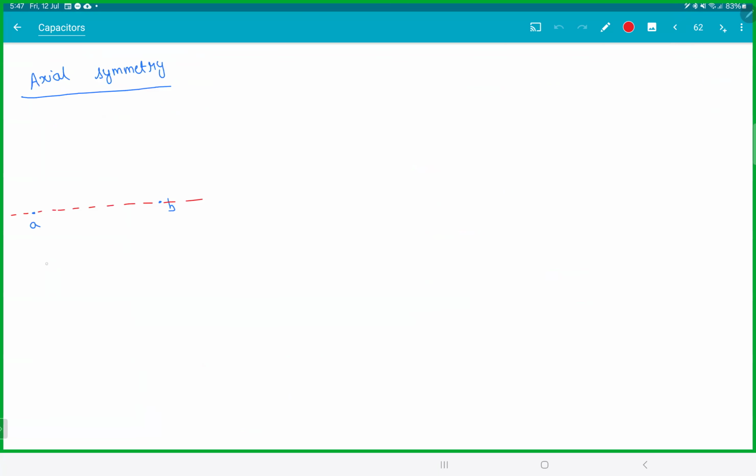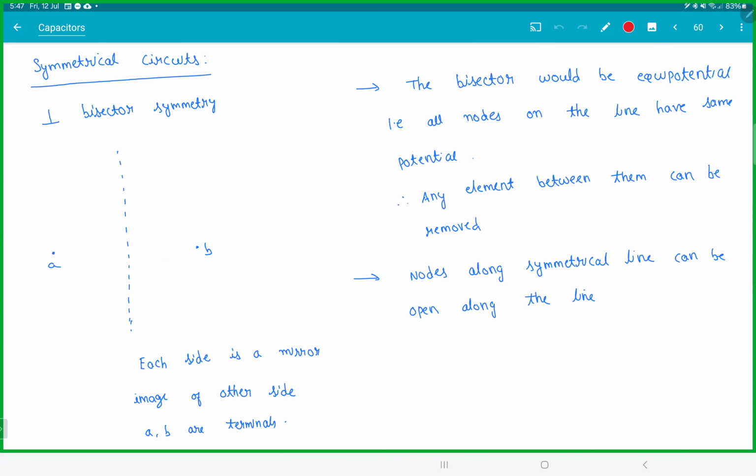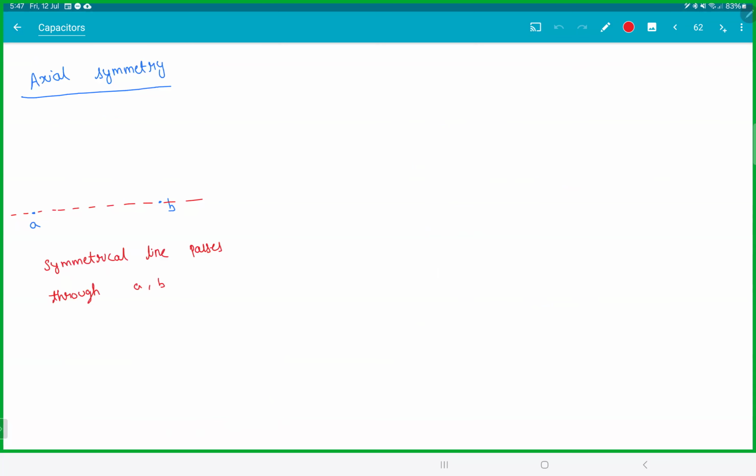Now this thing, right? The symmetrical line passes through A and B, meaning up and down now are symmetrical. So how do you know whether it's an axial symmetry or bisector symmetry? In bisector symmetry, A and B are on either side of the line. In axial symmetry, the line is on the points A and B.